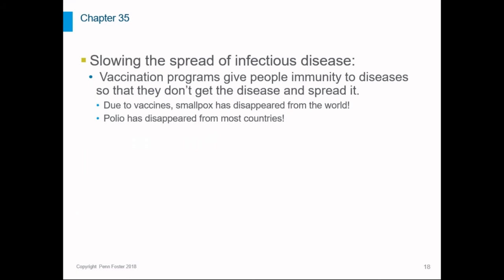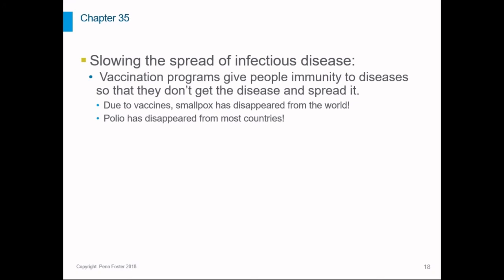So slowing the spread of infectious disease is obviously a global goal, and a combination of practices has helped slow that spread of disease greatly and greatly reduce the number of deaths from them in the last century or so. So, some ways that's happened. Vaccine programs give people immunity to diseases so that they don't get the disease and spread it. And so far, that's been really successful.